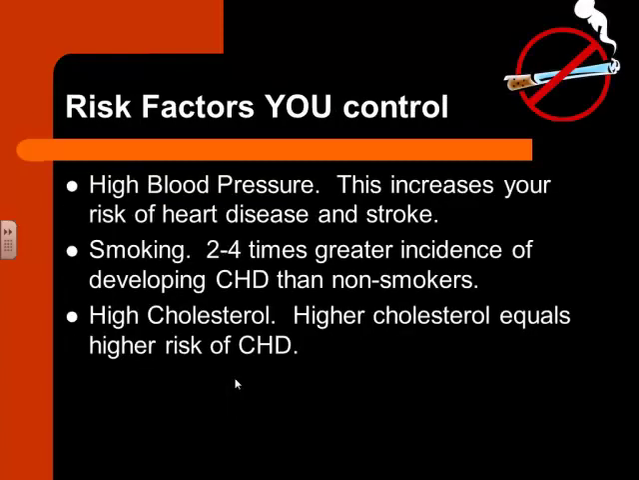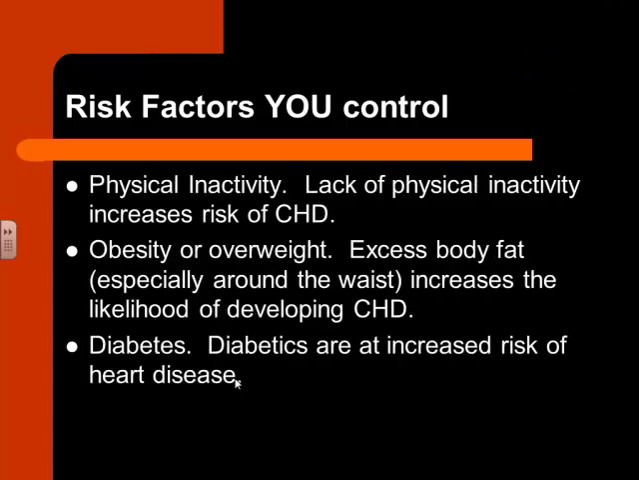So risk factors you control: if you have high blood pressure, that increases your risk of heart disease and stroke. Smoking, you have a 2 to 4 times greater incidence of developing coronary heart disease than non-smokers. High cholesterol equals higher risk of coronary heart disease. Physical inactivity increases your risk. Obesity or overweight, so excess body fat, especially around the waist. We say if someone is apple-shaped, that they really have a lot of adipose tissue in their abdominal area. That increases the likelihood of developing coronary heart disease. And then diabetics are at an increased risk of heart disease.